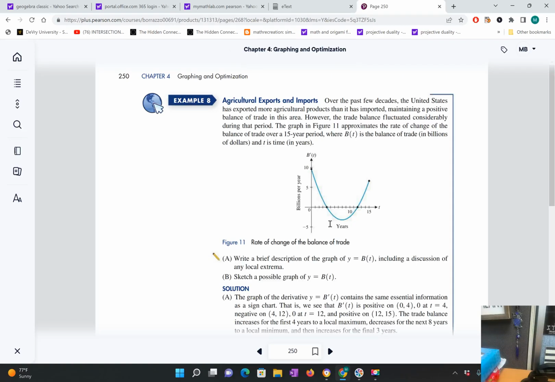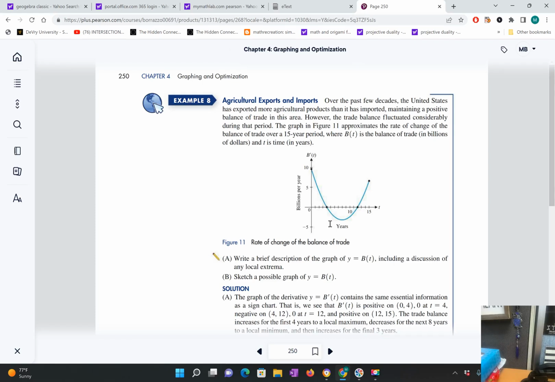So the trade balance increases for the first 4 years to a local maximum, decreases for the next 8 years to a local minimum, and then increases for the final 3 years. And you can see that from 12 to 15 going across the X.